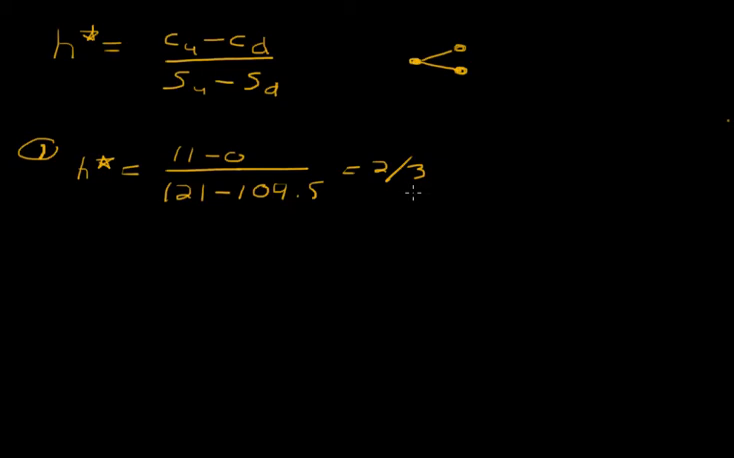Okay, so we do that math and we would get 2/3. In order to form the perfect hedge portfolio, this portfolio H2, we're going to buy H star. So that is what we just calculated. We're going to buy 2/3 of a share of stock.